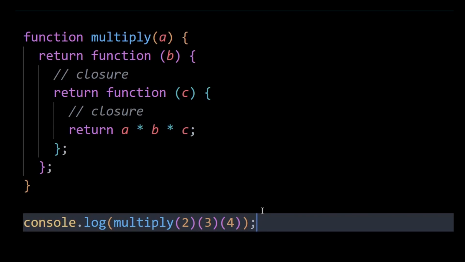This technique is known as currying, where a function that takes multiple arguments is transformed into a series of single argument functions that can be called sequentially. It's a powerful concept for creating flexible and composable functions in JavaScript.